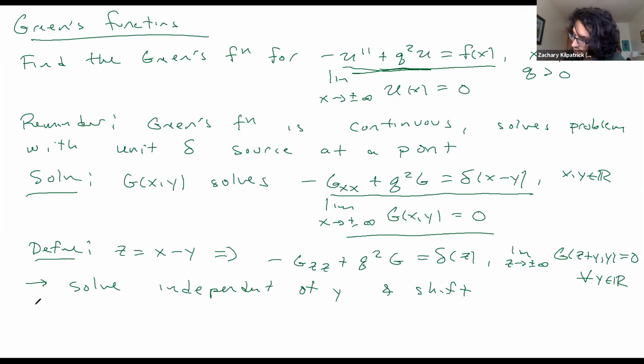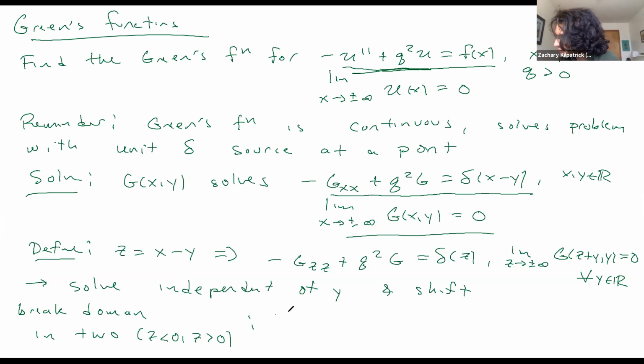So we're going to basically break our domain in two. We're going to have z less than 0 and z greater than 0. So let's start with z less than 0.